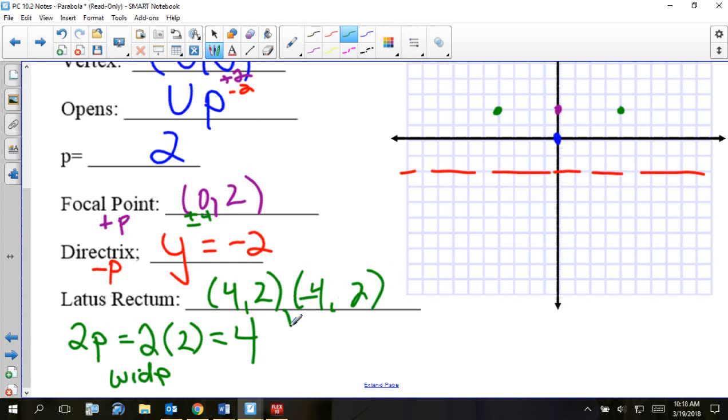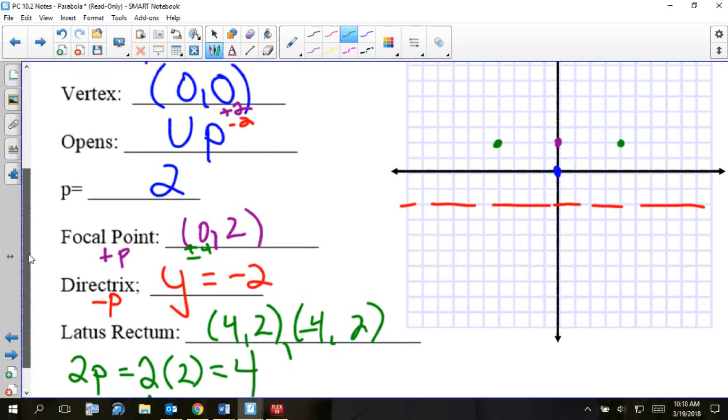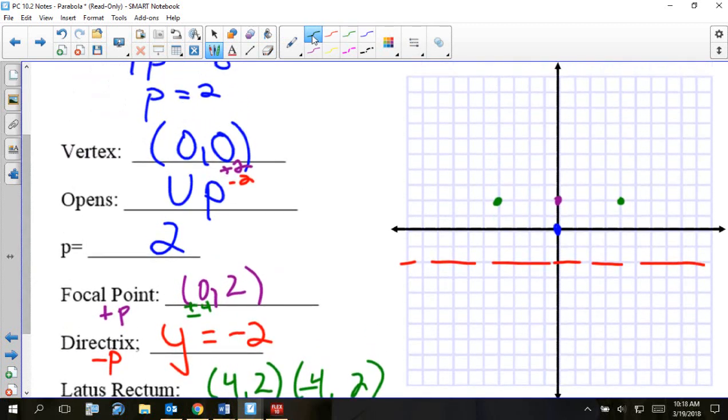And once you have those points graphed, you should be able to graph your parabola through the vertex and the endpoints of the latus rectum. So we are doing this at an introductory level. You're just finding this information.